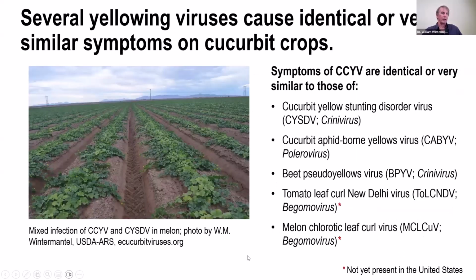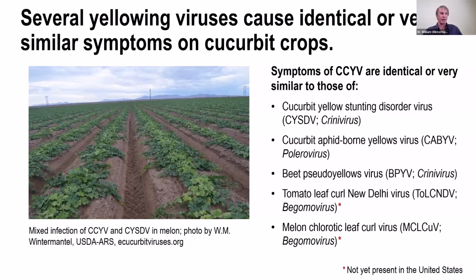Symptoms of CCYV, as I mentioned, resemble those of a nutritional deficiency, but they also resemble those of other viruses, including, as I mentioned, Cucurbit yellow stunting disorder virus, or CYSDV, and Cucurbit aphid-borne yellows virus, CABYV, a different type of virus, but it produces exactly the same symptoms. Beet pseudoyellows virus, which is transmitted by the greenhouse whitefly, a different vector, and a number of begomoviruses, including tomato leaf curl New Delhi virus and melon chlorotic leaf curl virus, both of which are not present in the United States. They are not in the US, but they look very similar.